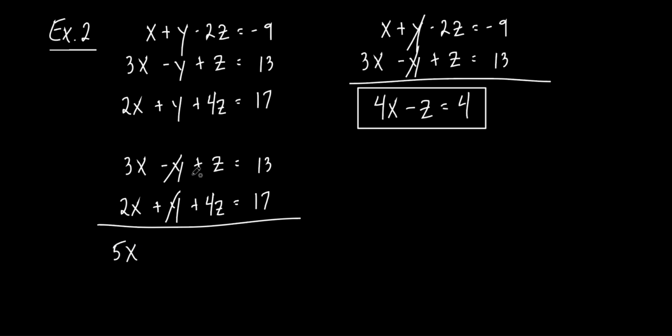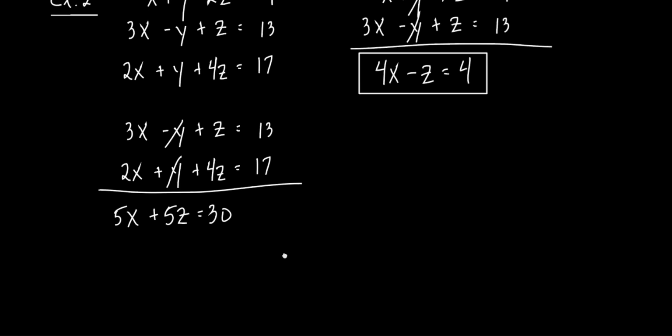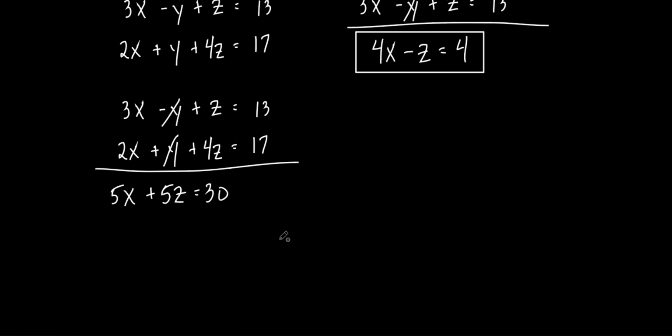I get a 5x. What do I get here? A 5z. And I get, what's that, 30? Okay. Now, you could combine this equation with this one, but I see something right away. You don't have to do this, but I saw it and I did it, and I think it makes it a little bit easier. What do you see?